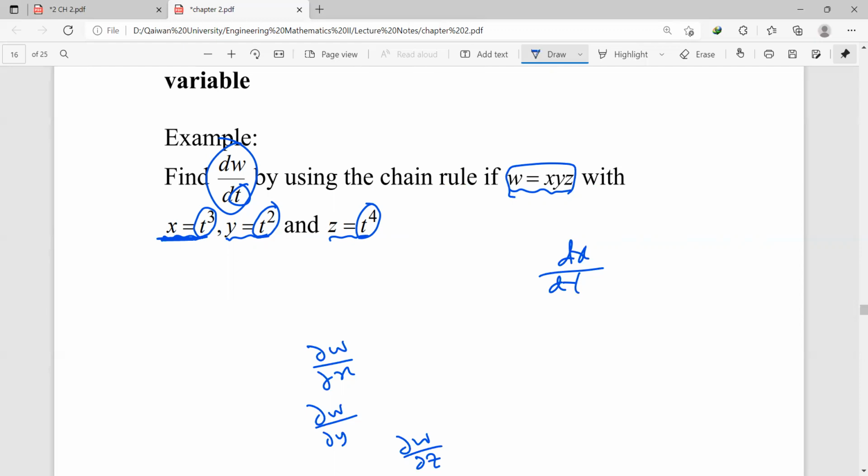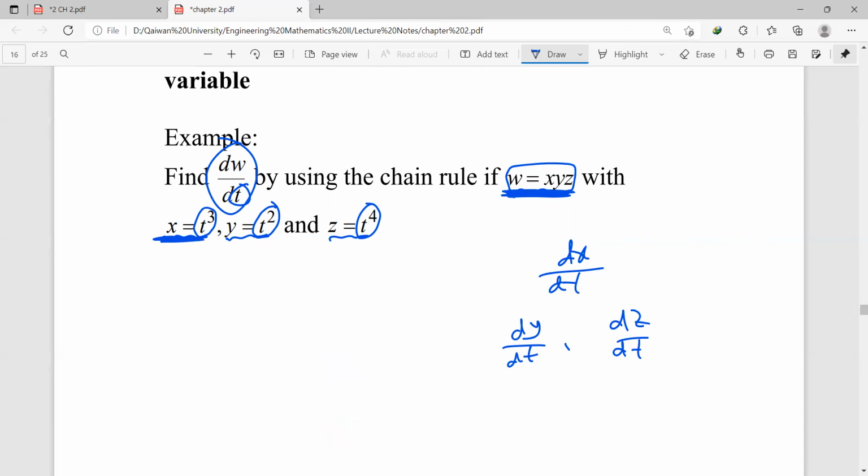Okay. Here for w, when we take derivative of w with respect to variables, we say partial w by partial each variable. Then for x, we say dx by dt. How about y? We say dy by dt. How about z? We say dz by dt. Let's find them. Okay. And then finding the derivative of the function w with respect to t.